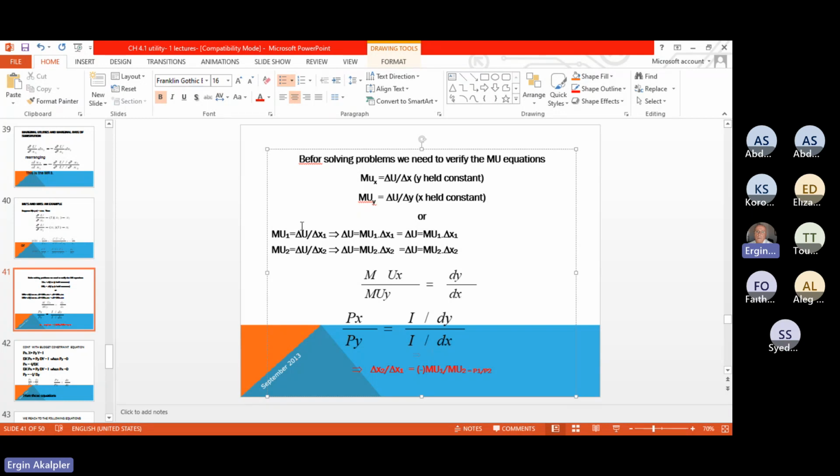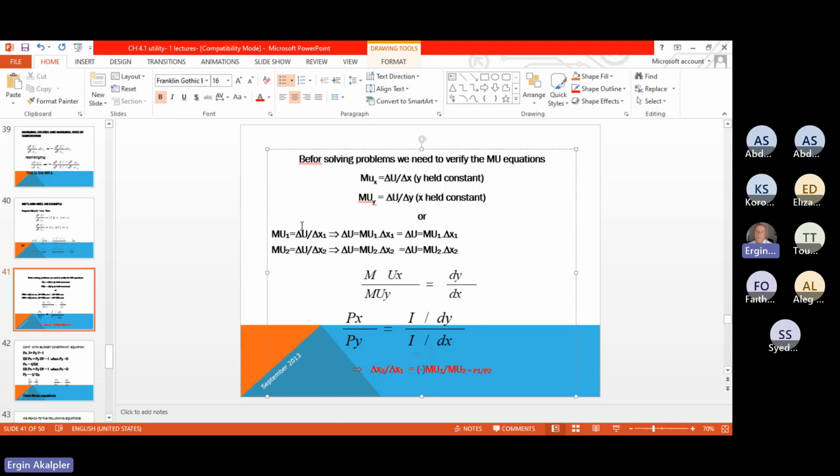Don't worry. Look here, at least you understand that the marginal utility of x is delta u over delta x. You know these things, isn't it? It's normal, because you hold y constant, and the marginal utility of y is delta u over delta y when you hold x constant. Is there any problem with this? I don't think so.